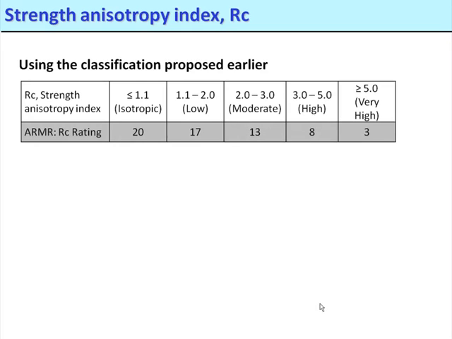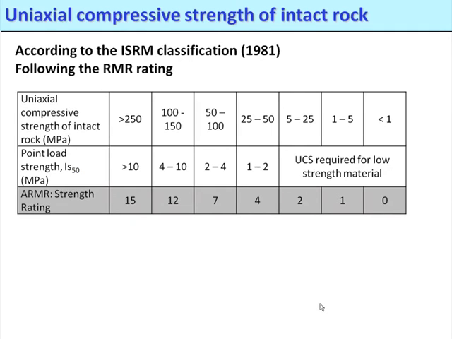The first parameter, the strength anisotropy index, is based on the classification proposed earlier. Practically, five categories of strength anisotropy index are proposed and a value of the ARMR rating is given. The lowest value will be for a highly anisotropic intact rock, and the highest value, equal to 20, will be for an isotropic rock, like for example the case of the marble that we discussed earlier.